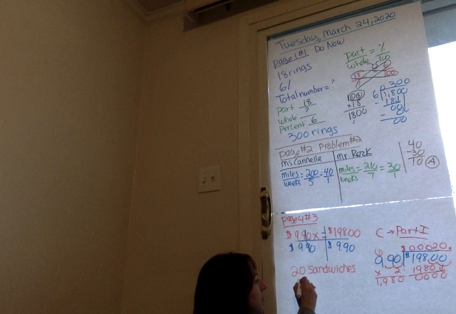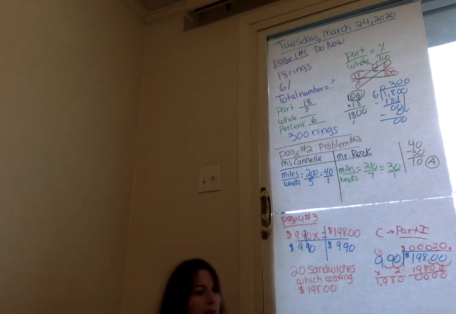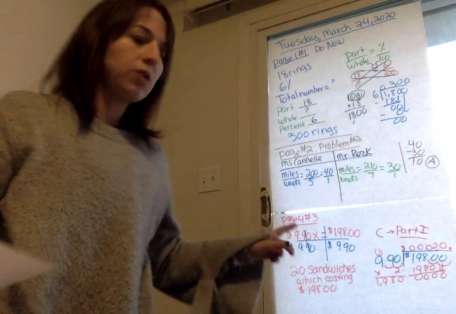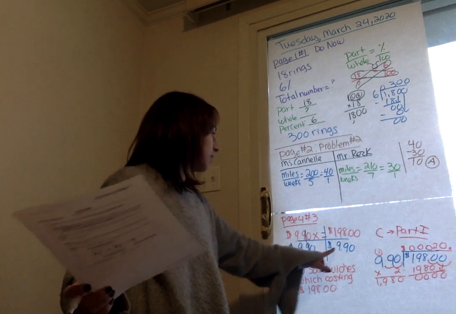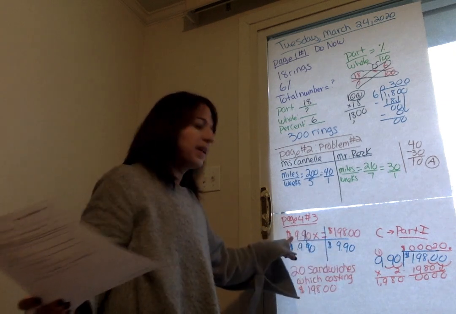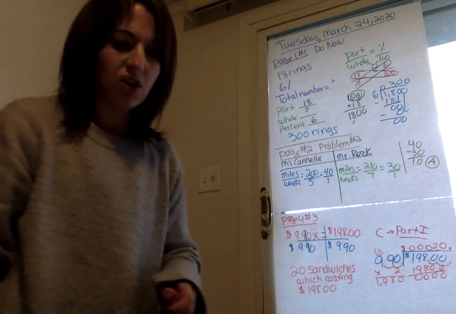costing $198. So that would be the conclusion to that question, which is part 2. 20 sandwiches cost me $198 because $9.90 times 20 is $198.